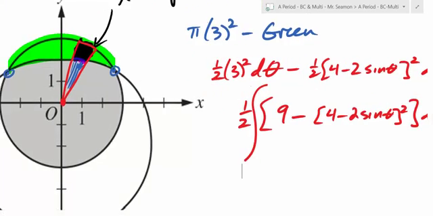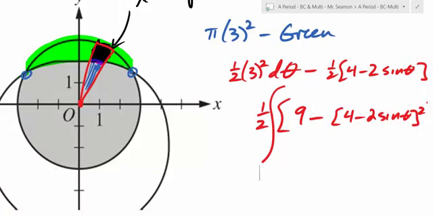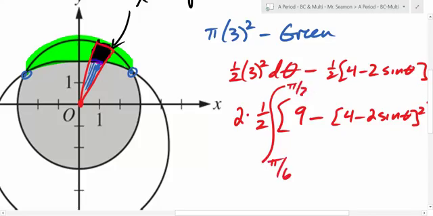So here's another thing. What do you notice too about the green shape? It's symmetrical across the line x equals 0, so it's symmetrical across the y-axis. So instead of going from pi over 6 to 5 pi over 6, what could you do? You could do 2 times from pi over 6 to pi over what? Does it really matter too much? No. Not so much.